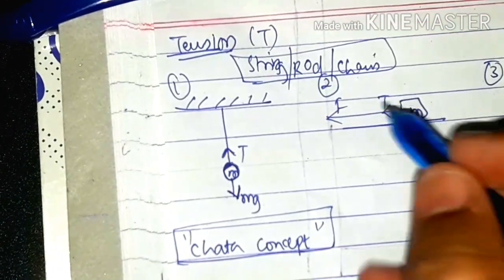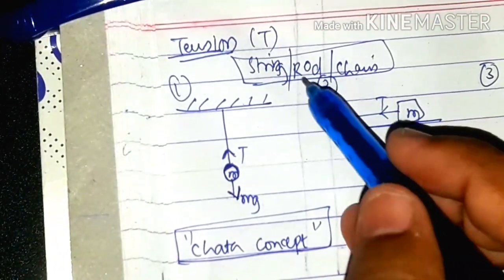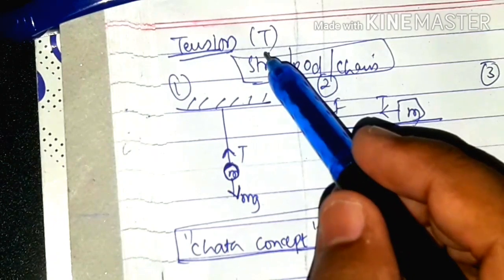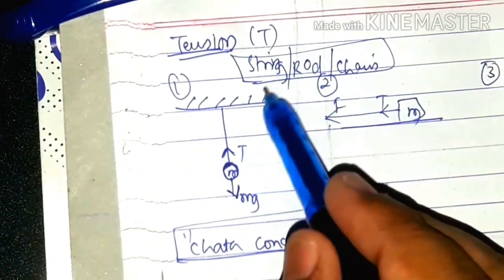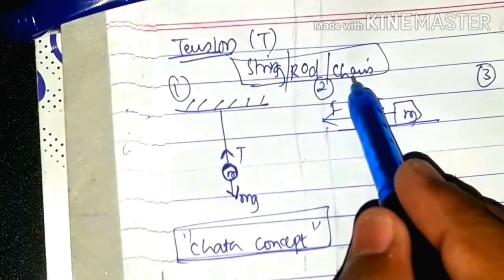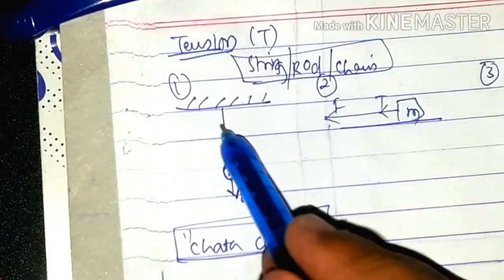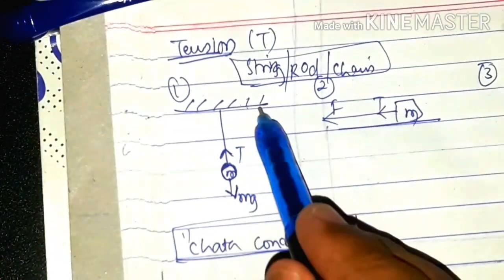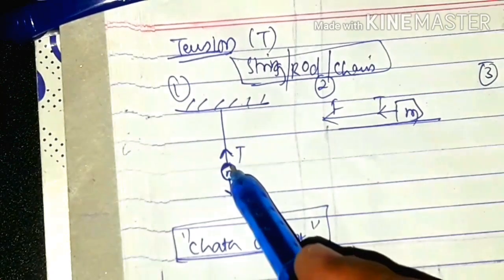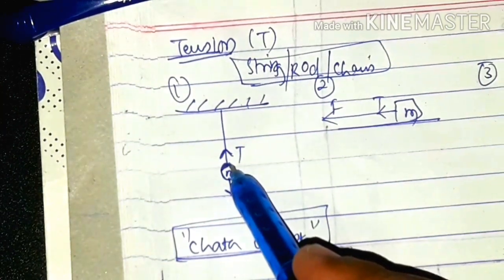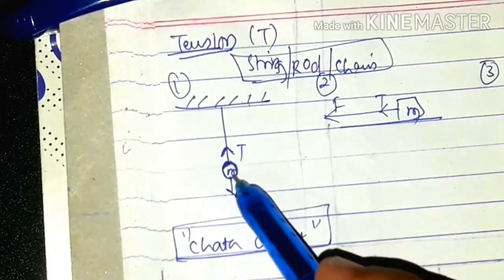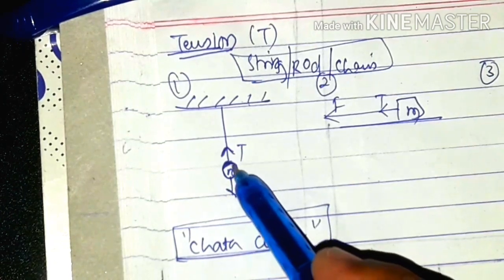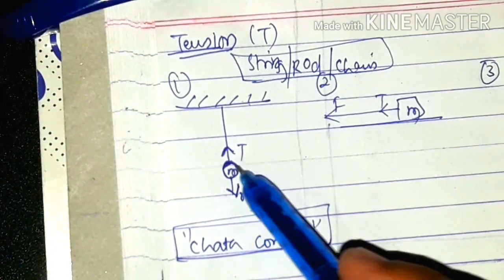Okay, so let's continue with the tension. Here, tension means the force developed in a string, rod or chain. See, this is a hanger, this is a rigid support. To this rigid support we have tied a rope or a string, whatever you can call it. To the string downside we are connected with a body of mass m. It can be a sphere or anything.